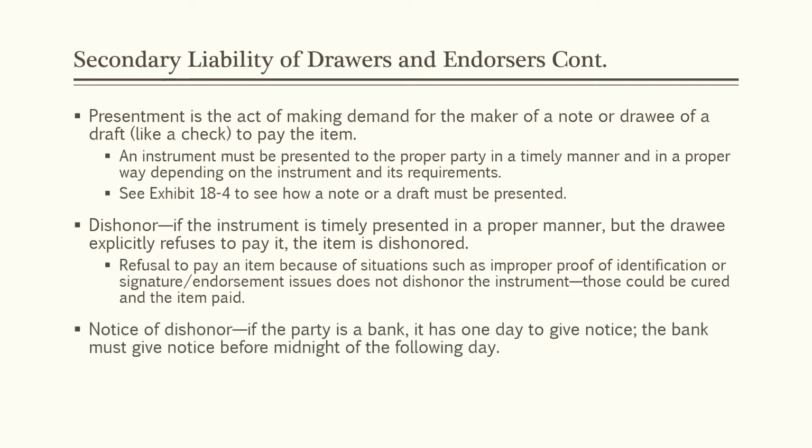If the party is a bank, they are the drawee. The bank has 1 day to give notice. The bank must give notice before midnight of the following day after it dishonors an instrument. Other parties who are not banks have 30 days to give notice. Notice to secondarily liable parties can be given in any commercially reasonable manner, oral, written, or electronic form. The item must be explicitly identified and the notice must state that the item has been dishonored. It can also be stamped dishonored directly on the draft or the check.